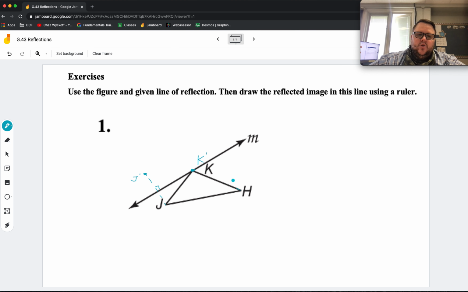Now H, I'm going to draw the perpendicular distance. It makes my 90-degree angles here. And I'm going to put H prime. And that's all I'm doing. You're drawing it the same distance across. So I'm going to go ahead and connect these points. J, K, K to H. And my pre-image is JKH, and my image is J prime, K prime, H prime.